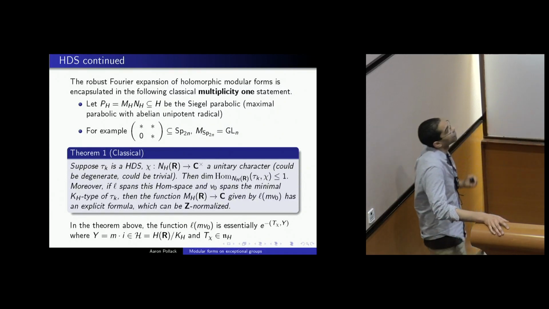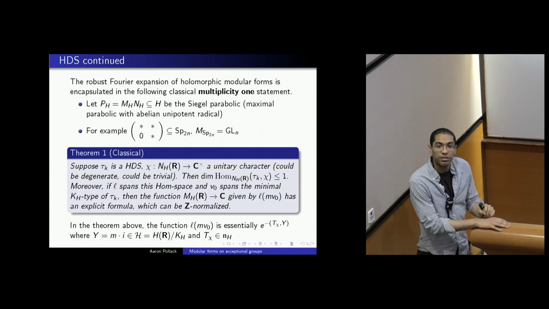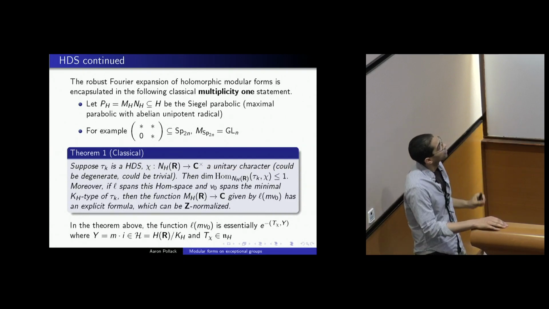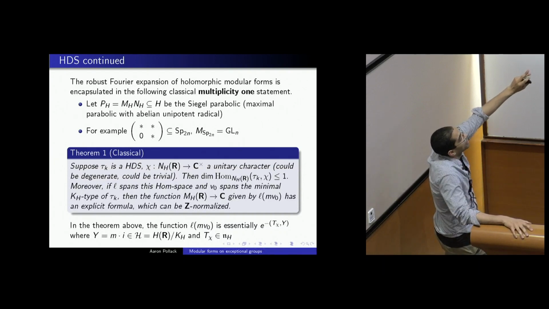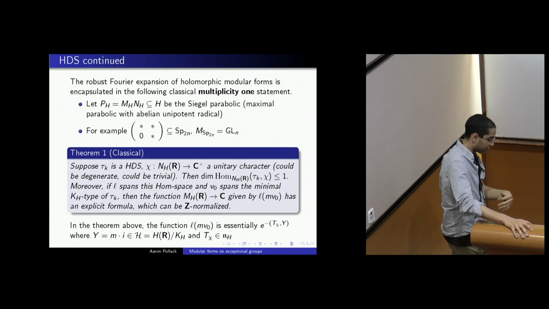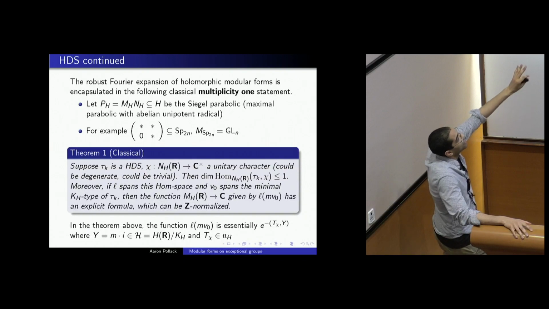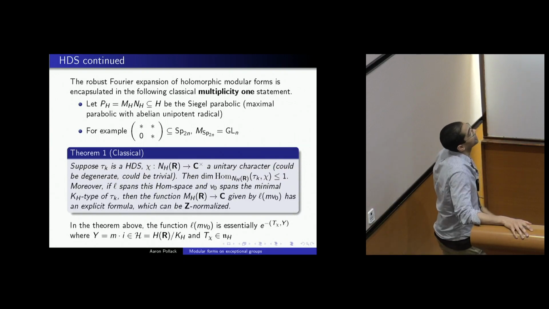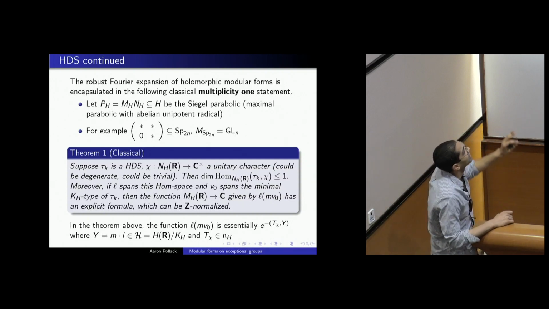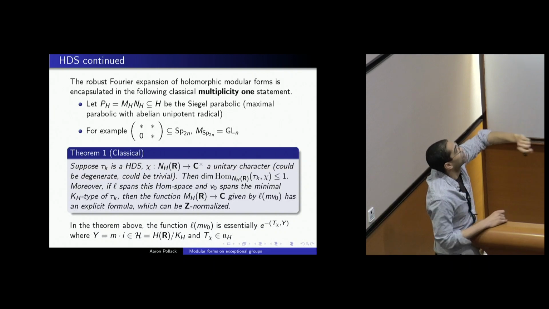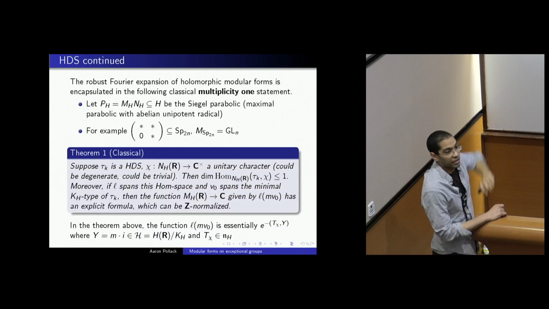Here's the classical result that makes the Fourier expansion of holomorphic modular forms very robust. This is just some representation theory. Take a group H that has Hermitian structure. The symmetric space has Hermitian tube structure. These groups have a maximal parabolic, which I've written as P sub H, the Siegel parabolic. This is a maximal parabolic with abelian unipotent radical. For example, in Sp2n, this is the parabolic with Levi GLn, and the unipotent radical is abelian.